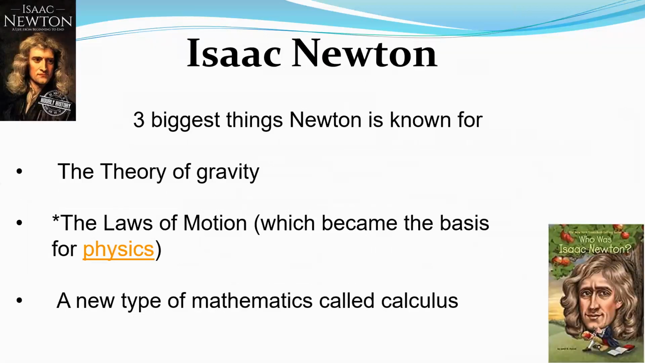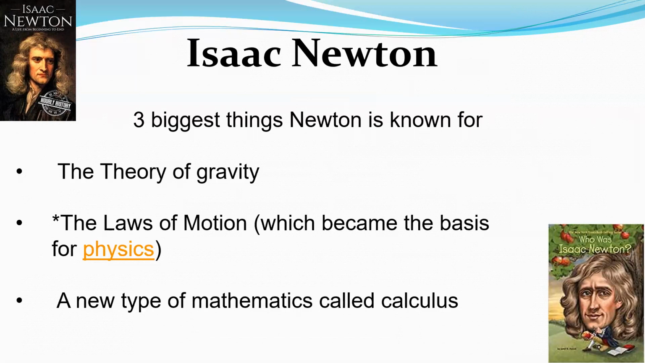The three biggest things Isaac Newton was known for were the theory of gravity, the laws of motion, which became the basis for physics, that's what we were discussing last week, and a new type of mathematics called calculus.